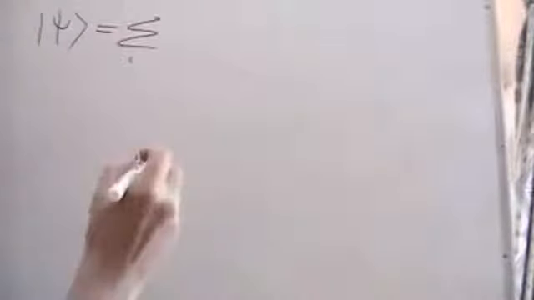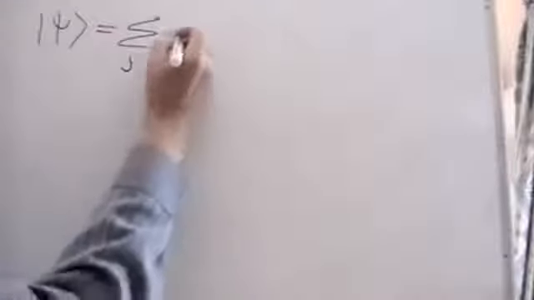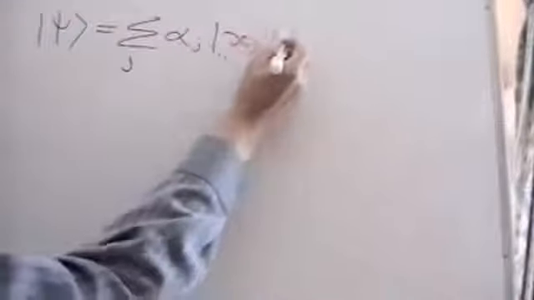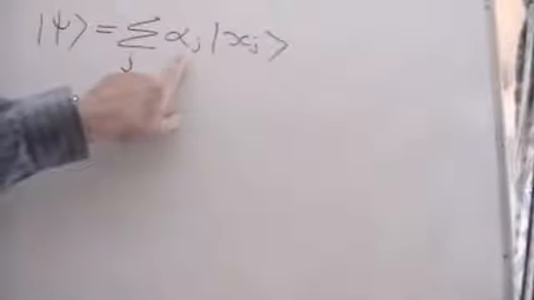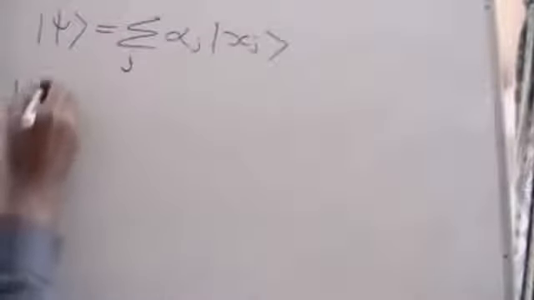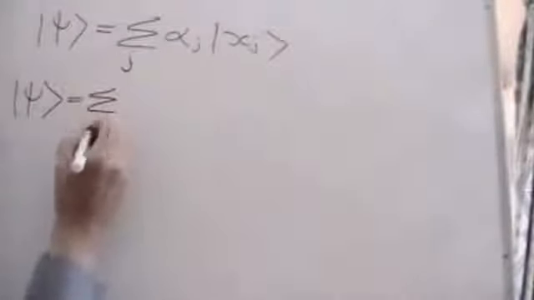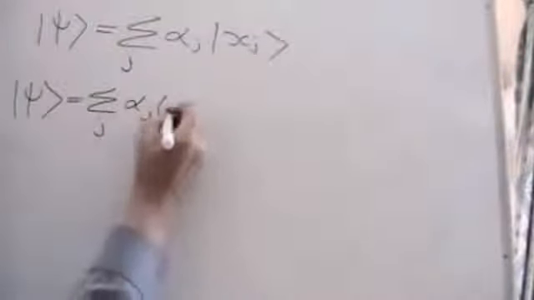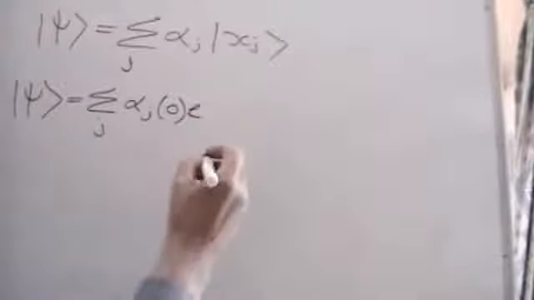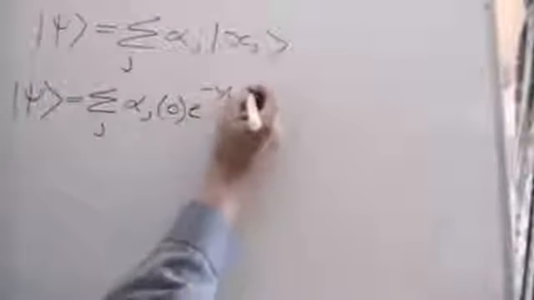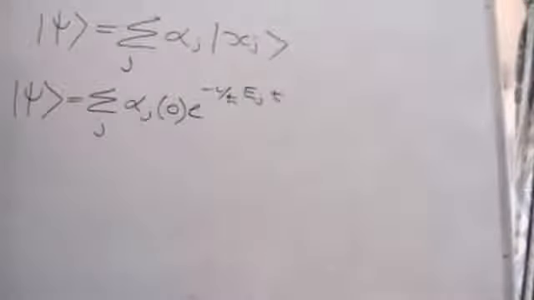So if we take our classic term, psi is represented by that superposition of states, sigma j, alpha j, xj. We've done that many times before. We now have a term for alpha j when it is varying with time. So psi is equal to sigma j, but now we can put in the term that we just derived, which is alpha j naught times e to the minus i over h bar ej t.